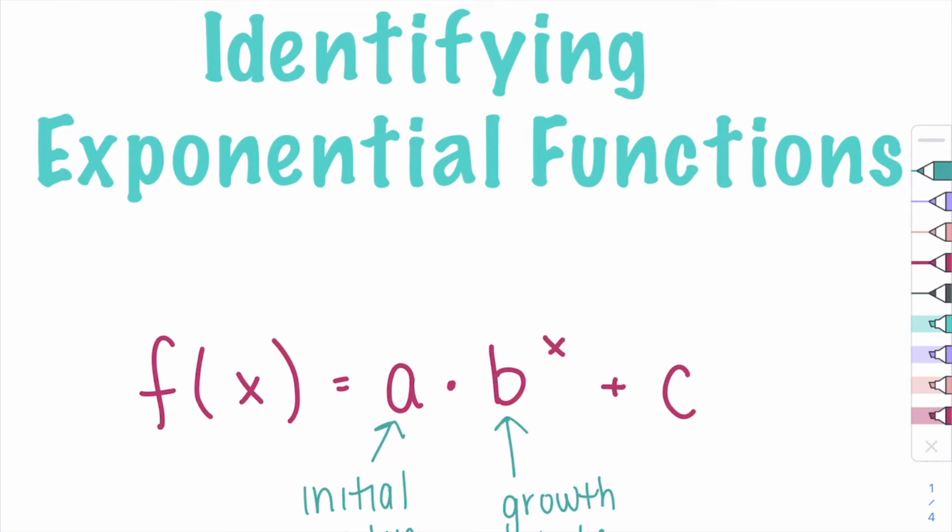And then C is your asymptote. So we know that the exponential function kind of looks like a little bit of a swoosh sign, a little curve that flattens out at the bottom. That C tells us our end-all, be-all. We cannot go lower than that, or we cannot go higher if it's decay. This is our asymptote.